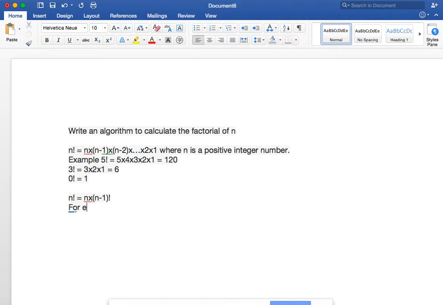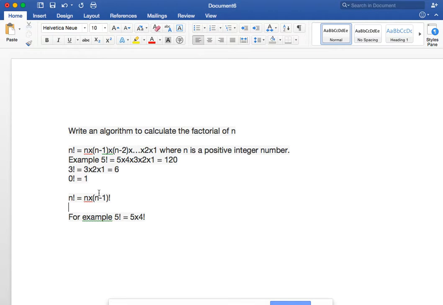So for example, 5 factorial can be defined as 5 times 4 factorial. Why? Because 4 factorial by definition is 4 times 3 times 2 times 1. Then after you multiply by 5, of course, it's 5 factorial. So you notice I use the factorial concept to define factorial. This is what a recursive definition means. Now, here is a problem.